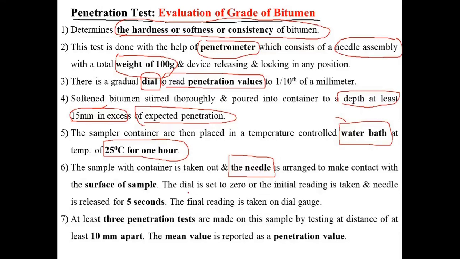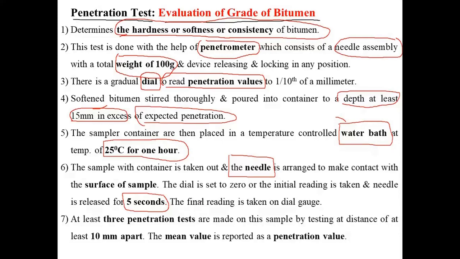There is a knob. If you press that knob, the penetration will start, and we have to allow that penetration only for 5 seconds, not more than that. So the penetration of the needle into the bitumen for 5 seconds is our penetration value. To measure that penetration, we need the dial gauge. Now this is our first penetration.